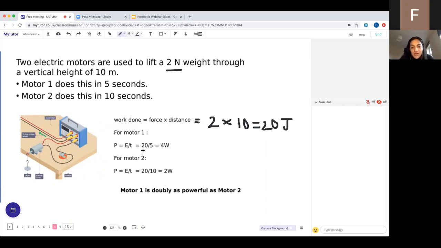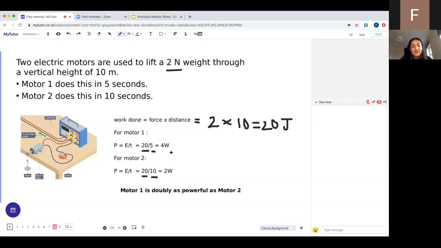Well, work done in both instances is 20. Same force moving through the same distance. But motor 1 does it in 5 seconds, so we divide by 5. Motor 2 does it in 10 seconds, so we divide by 10. Now, when we divide 20 by 5, we get 4. And when we divide 20 by 10, we get 2.